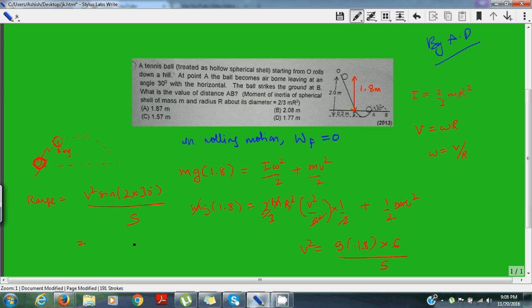Putting the values, we get g times 1.8 times 6 by 5, times sine of 60 degrees, which is root 3 by 2, into 1 by g. So g got cancelled out. Putting all the values in perspective, we can say AB, which is equal to the range, is approximately 1.87 meters, which will make option A the correct one.